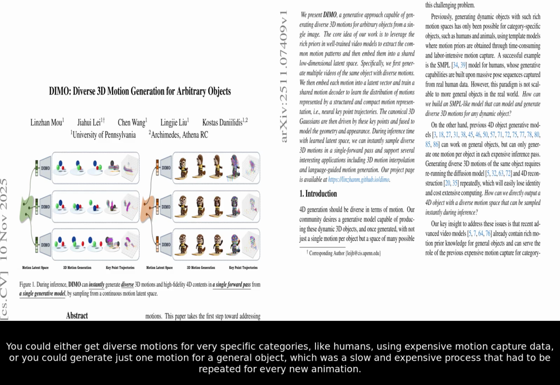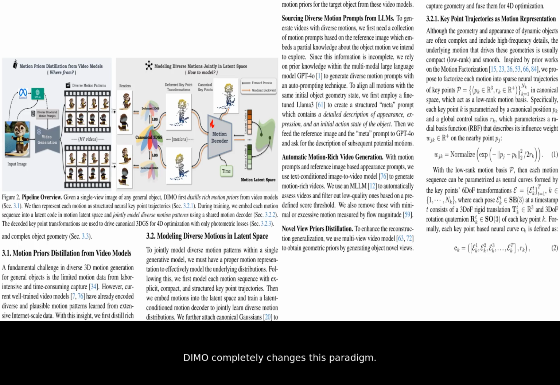You could either get diverse motions for very specific categories, like humans, using expensive motion capture data, or you could generate just one motion for a general object, which was a slow and expensive process that had to be repeated for every new animation. DIMO completely changes this paradigm.